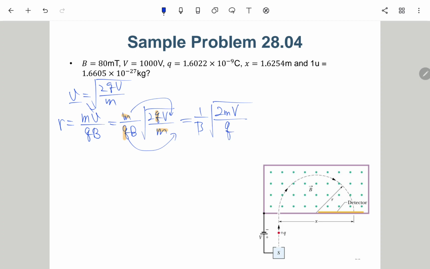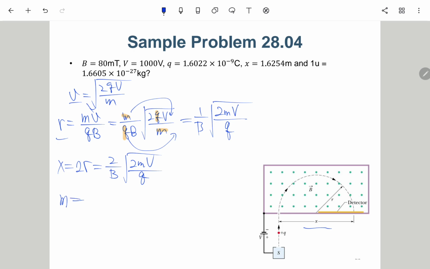Okay, so it's just some algebraic calculation. And here it is actually the diameter, and this is the radius. So actually we have x equals 2r, which will be 2 over B times square root of 2mV over Q. Okay, so this is the expression of x. And finally, what we need to find is the mass m. So we try to move all the other things to one side and then find the expression of m.